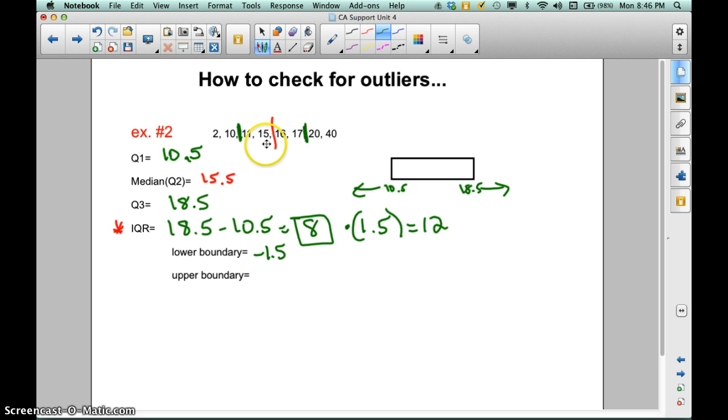Clearly there's not even any negatives here. And if I start at 18.5 and I go to the right, that's adding the 12. And so then I get 30.5. And I do see a number that's in my data that's bigger than 30.5. So 40 right here is an outlier.